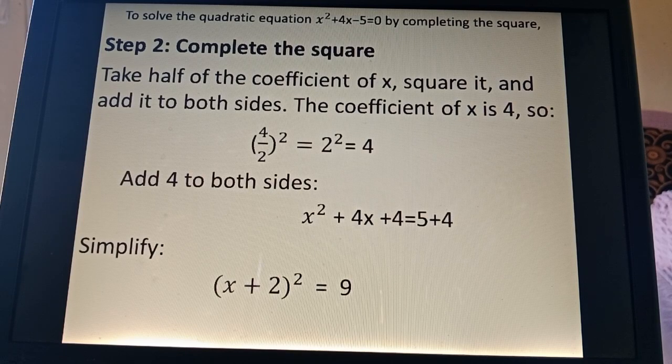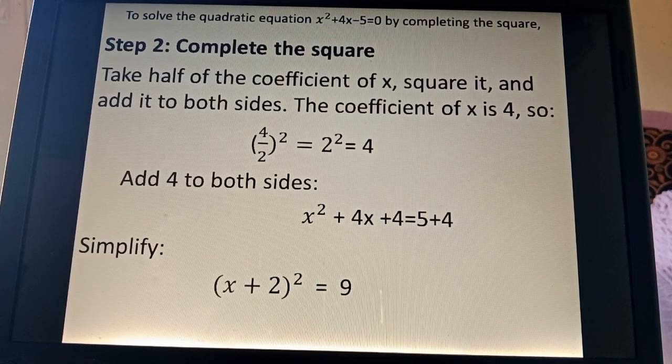Complete the square is step number 2. Take half of the coefficient of x, square it, and add it to both sides. The coefficient of x is 4. So half of 4 squared is 2 squared, which is equal to 4. Add 4 to both sides. x squared plus 4x plus 4 is equal to 5 plus 4.